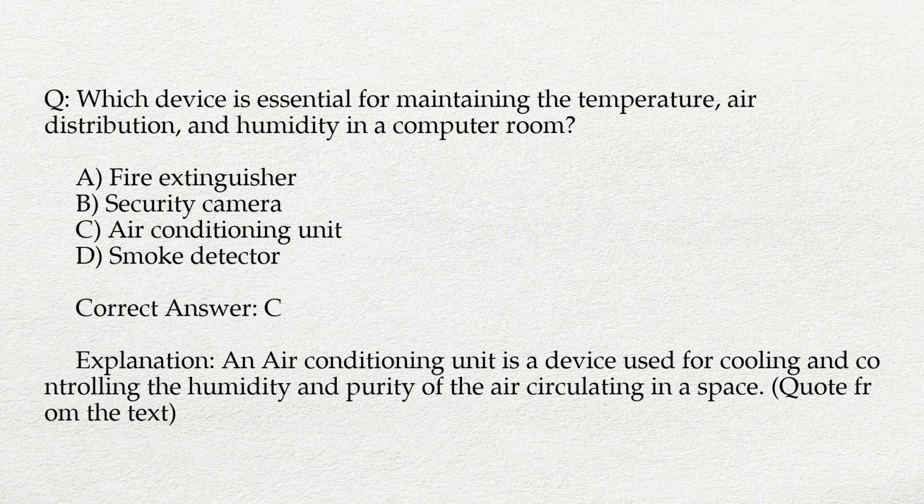Q. Which device is essential for maintaining the temperature, air distribution, and humidity in a computer room? A. Fire extinguisher. B. Security camera. C. Air conditioning unit. D. Smoke detector. Correct answer, C. Explanation. An air conditioning unit is a device used for cooling and controlling the humidity and purity of the air circulating in a space.